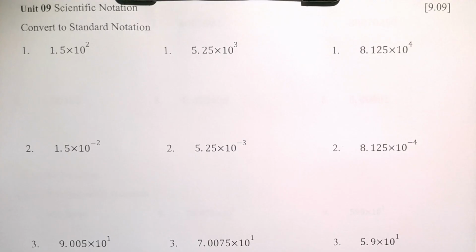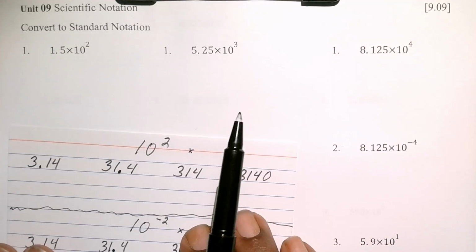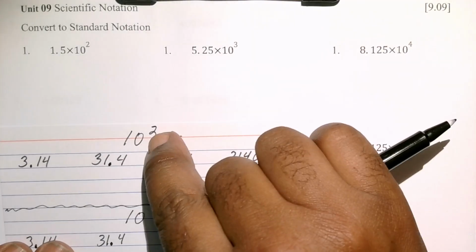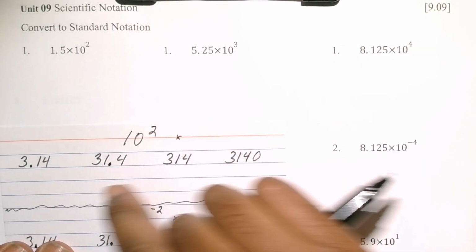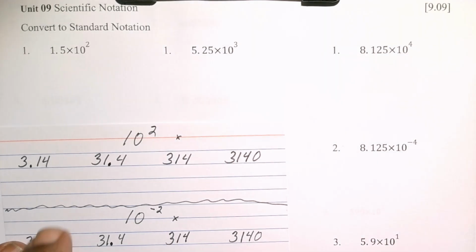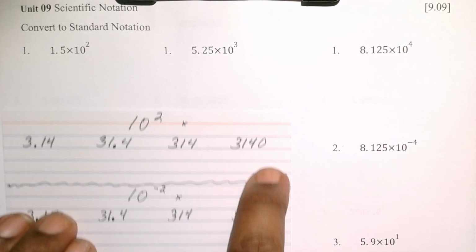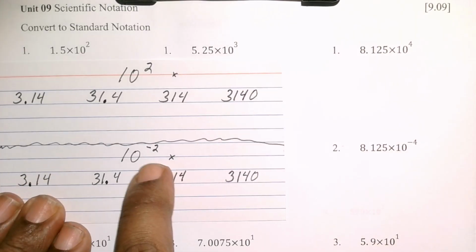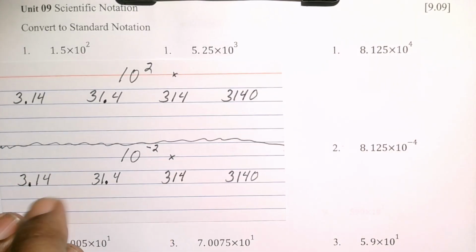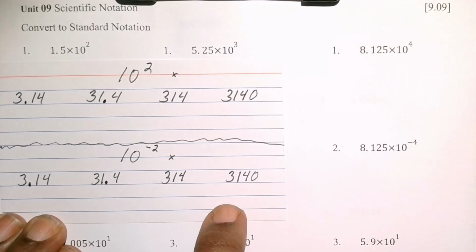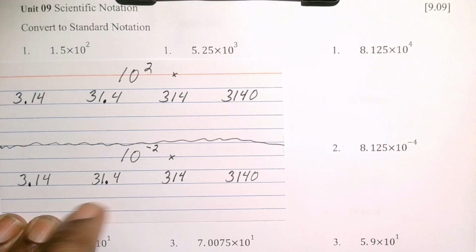Now, what does scientific notation do? If your exponent on the 10 is positive, it'll make the number larger. Numbers are made larger by moving to the right. If the exponent is negative, then it'll make your number smaller. We make smaller numbers by moving the decimal to the left.